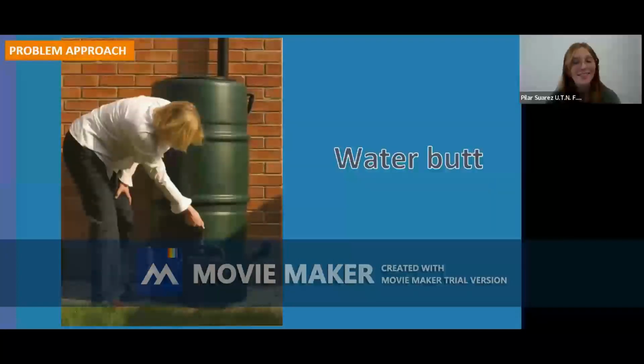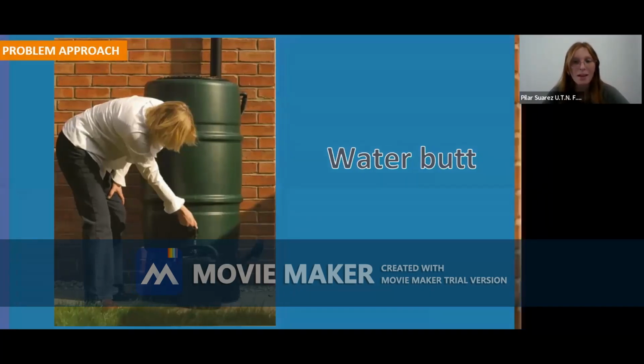The second device is the water boot. It is an inexpensive method of rainwater harvesting, where the rain from the rooftop is redirected through the downpipes and collected in a storage container.